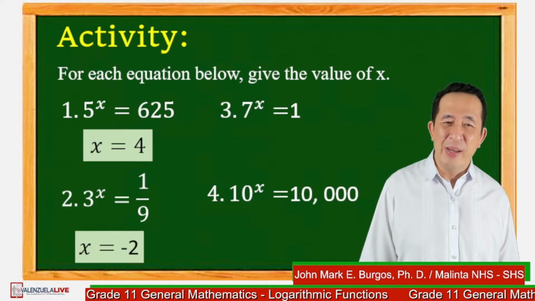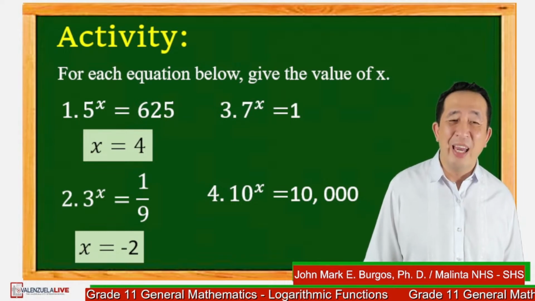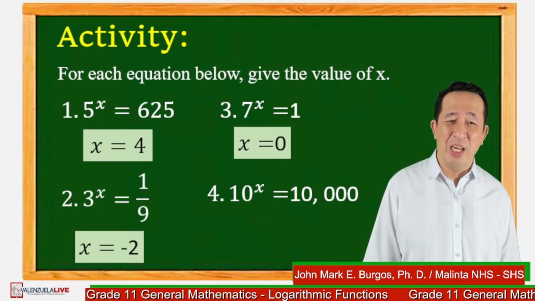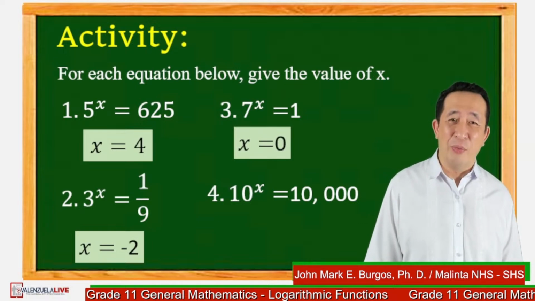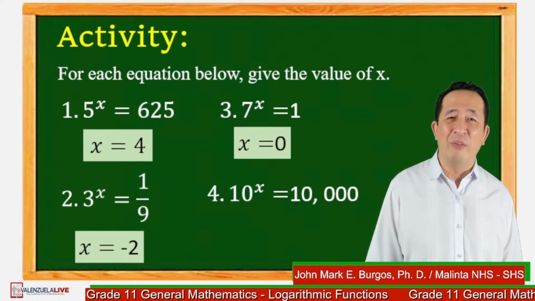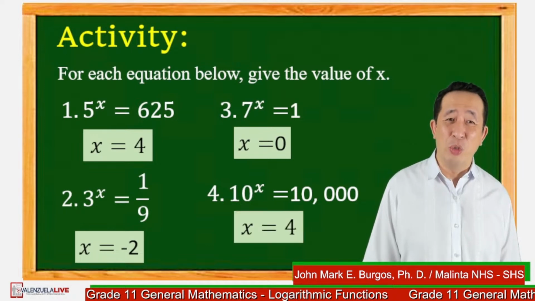Number 3, 7 raised to the power of x is equal to 1. So what is x? Yes, you are correct. X is equal to 0 because 7 raised to the power of 0 is equal to 1. And number 4, 10 raised to the power of x is equal to 10,000. So what is x? Yes, you are correct. X is equal to 4.